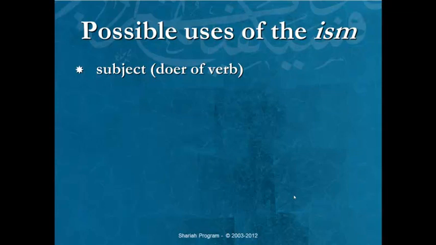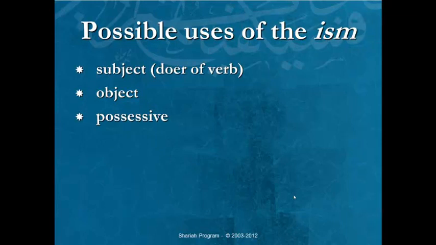So subject as in doer of the verb. That's one possible usage for an ism. Zayd went. Okay, object, Zayd hit Amr. So that Amr word there at the end is an ism and it's being used as an object. Very clear. Possessive is like Zayd's book. The second word, Zayd, is being used as part of a possessive phrase.